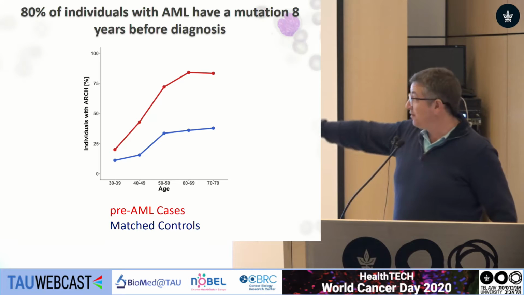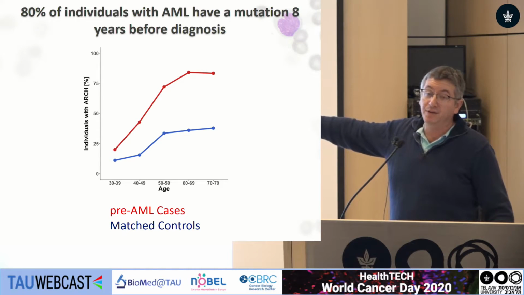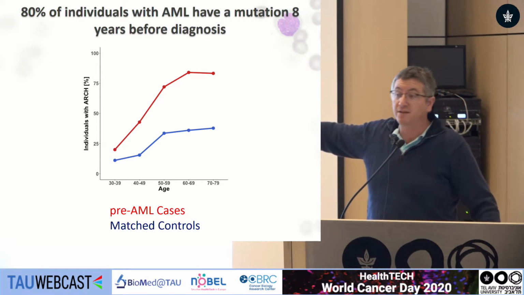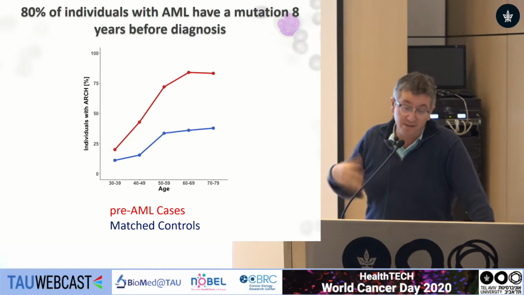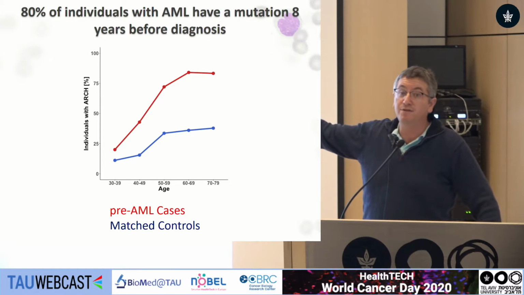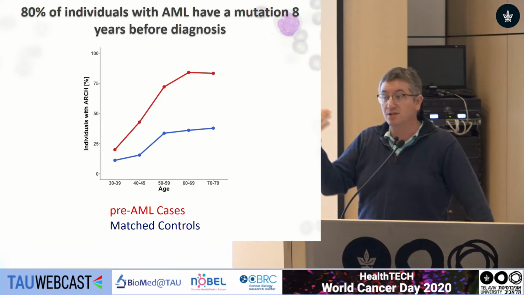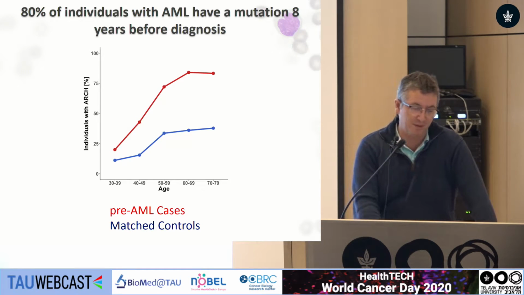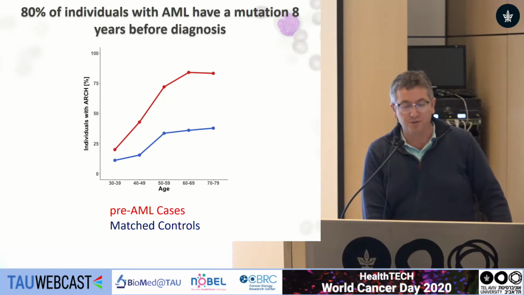And you can see that the general population also has a very high carrier rate of around 20 to 30%, and this is increasing with age. And this is the challenge here, because if so many individuals carry mutations and will never develop leukemia, how can we identify the ones that are truly going to develop acute myeloid leukemia? So this is exactly what we tried to do.